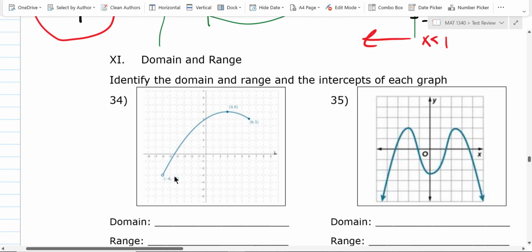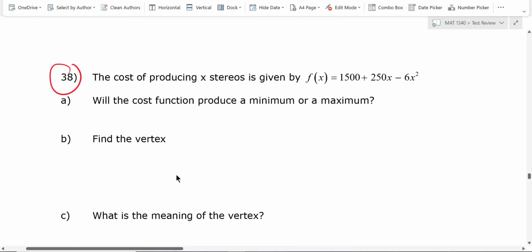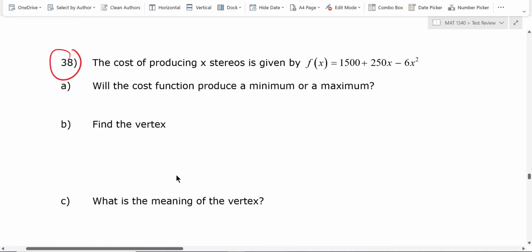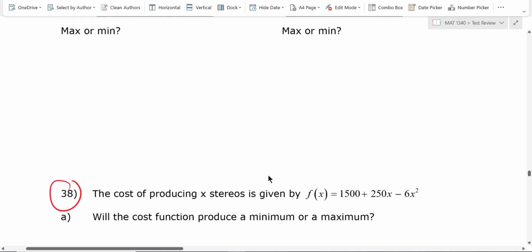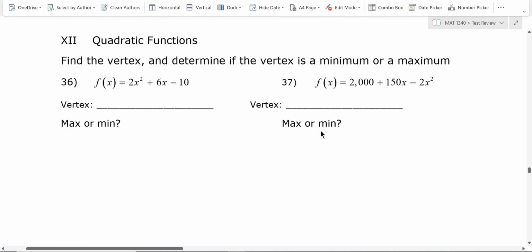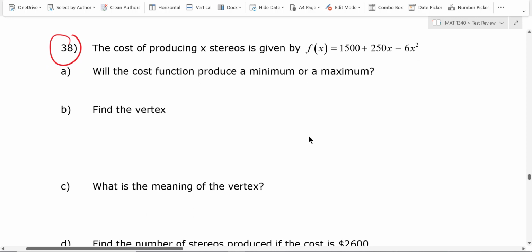Okay, all right, again, I'm picking out the problems that I feel like are going to need the most review for the rest of class here. So let's jump to 38. Now, like 36 and 37 are the same idea as 38. So 38 will kind of serve as a review for those two problems anyway.